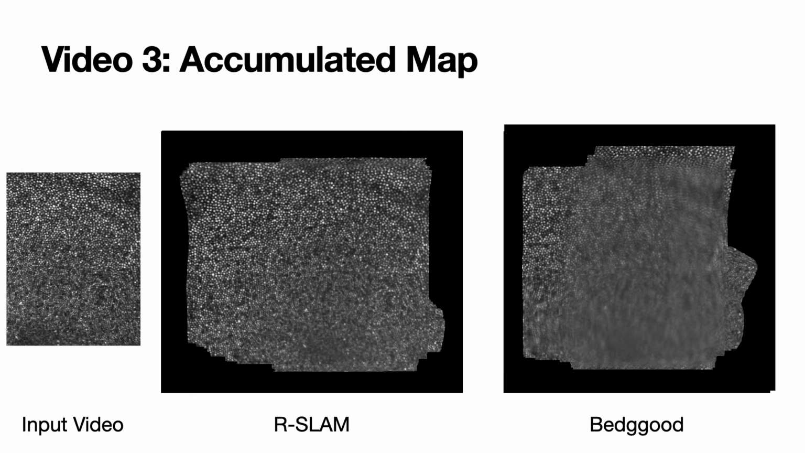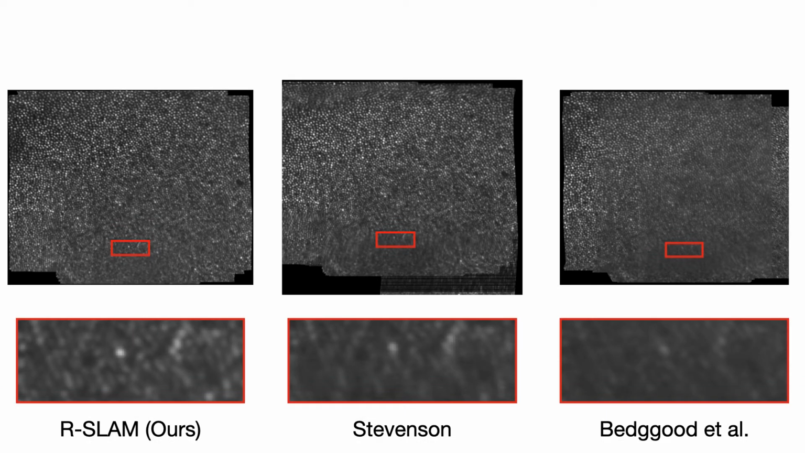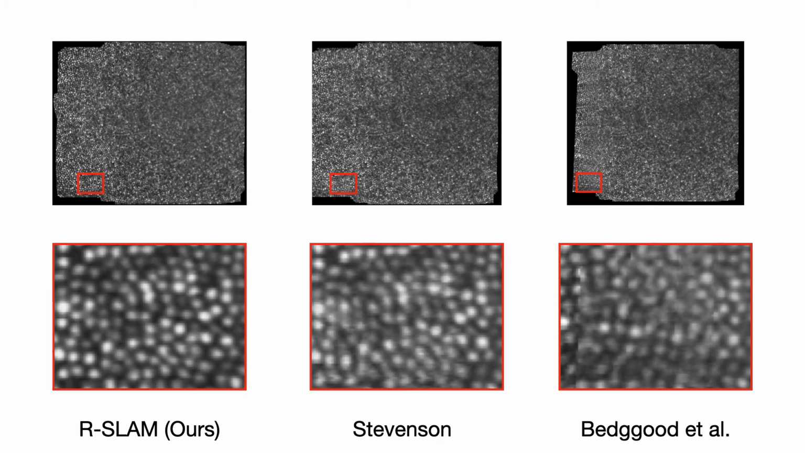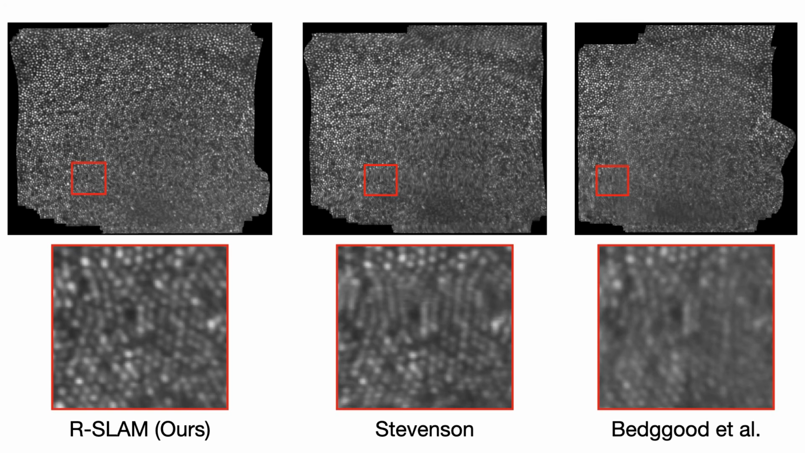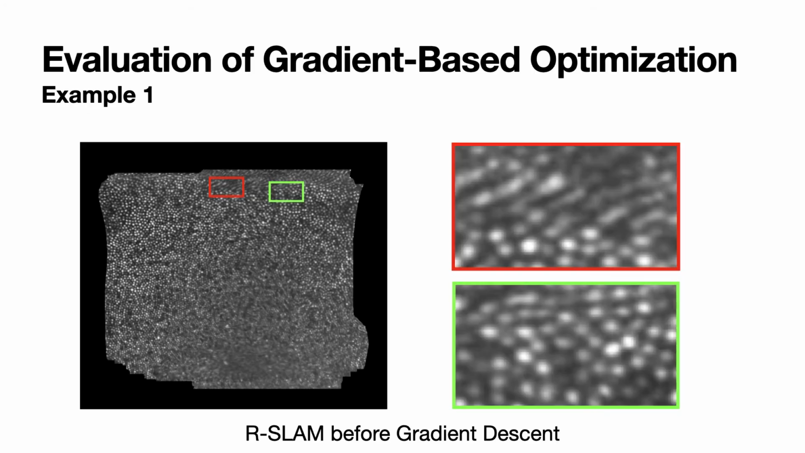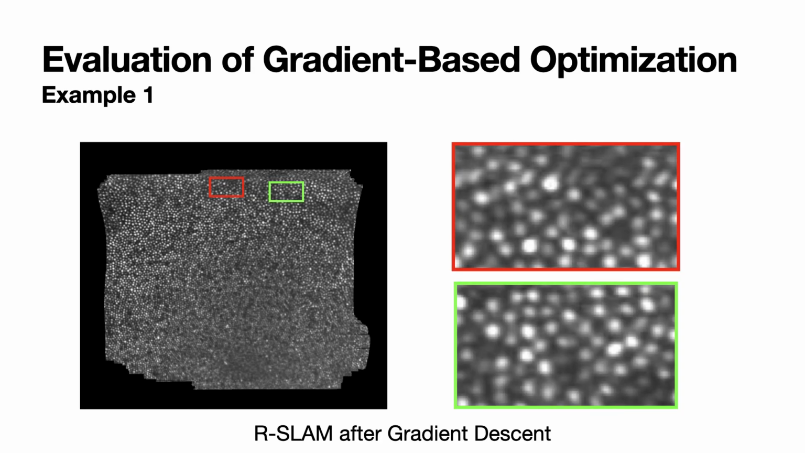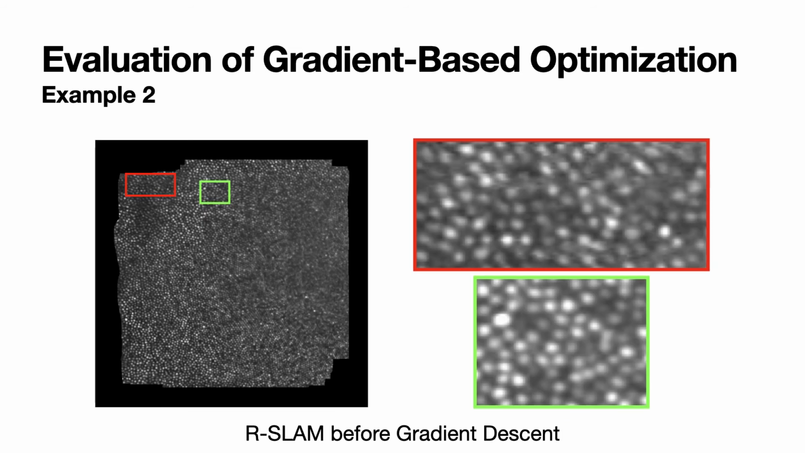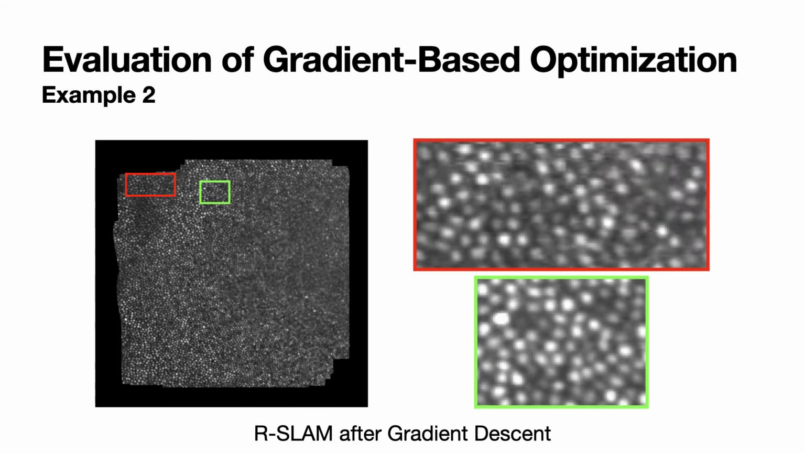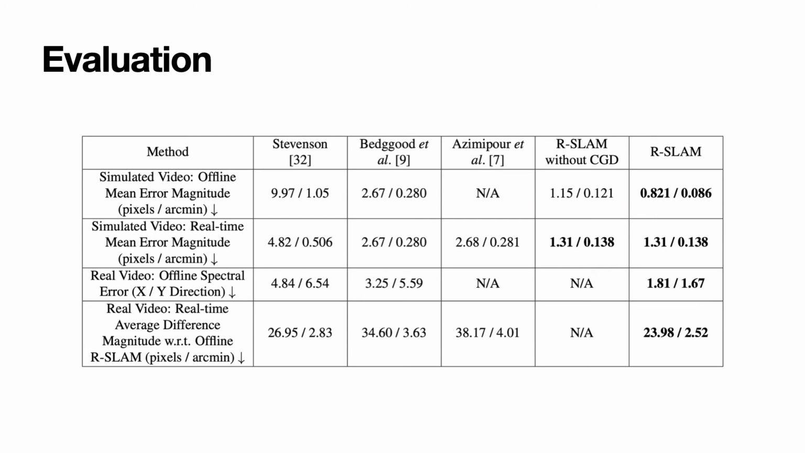We also evaluate RSLAM's performance on retina map estimation alone, in which frame data can be dropped. In this case, RSLAM still produces higher quality maps than Stevenson and Bedggood et al., avoiding the seams and blurry artifacts that arise from those methods. When evaluating RSLAM before and after the gradient-based optimization step, we find that this step improves the system's ability to resolve individual cone cells and remove residual blur. Quantitatively, RSLAM offers the best results over prior work, both in simulation and with real AOSLO video.